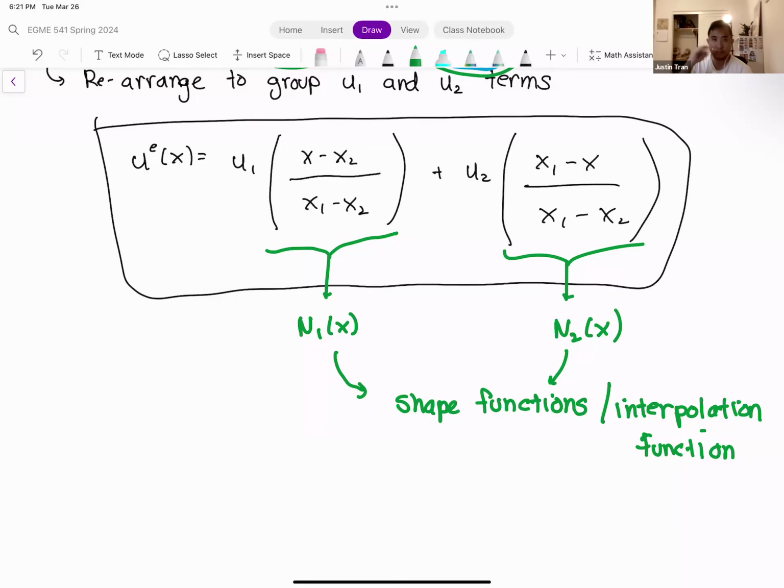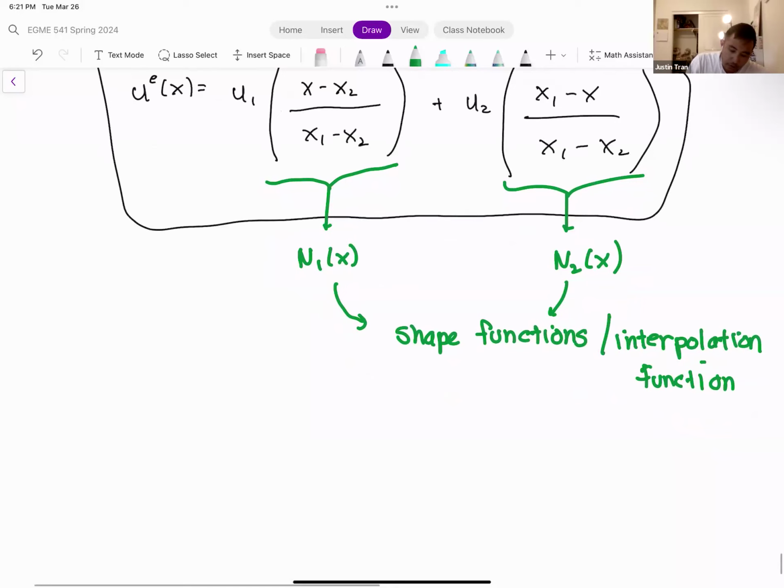All right. One thing that you'll notice about the shape functions is that the polynomial order matches the order of what we assumed from the beginning. So these shape functions here are linear functions.